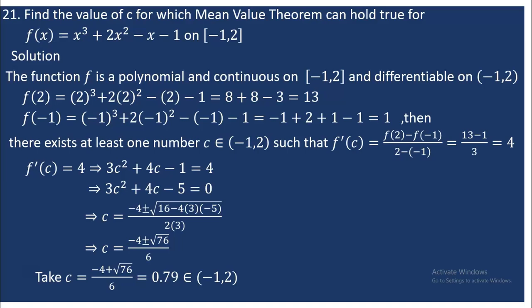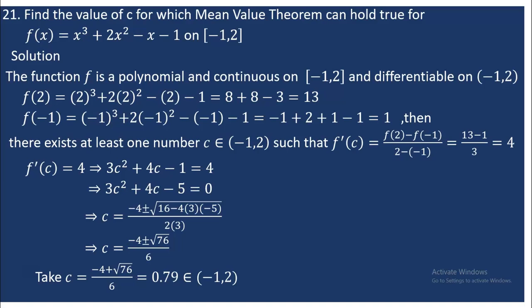Basically, I just calculated that using a calculator, and I obtained that to be 0.79, as I said earlier. And here 0.79 belongs to the interval -1 to 2. So the mean value theorem holds true.